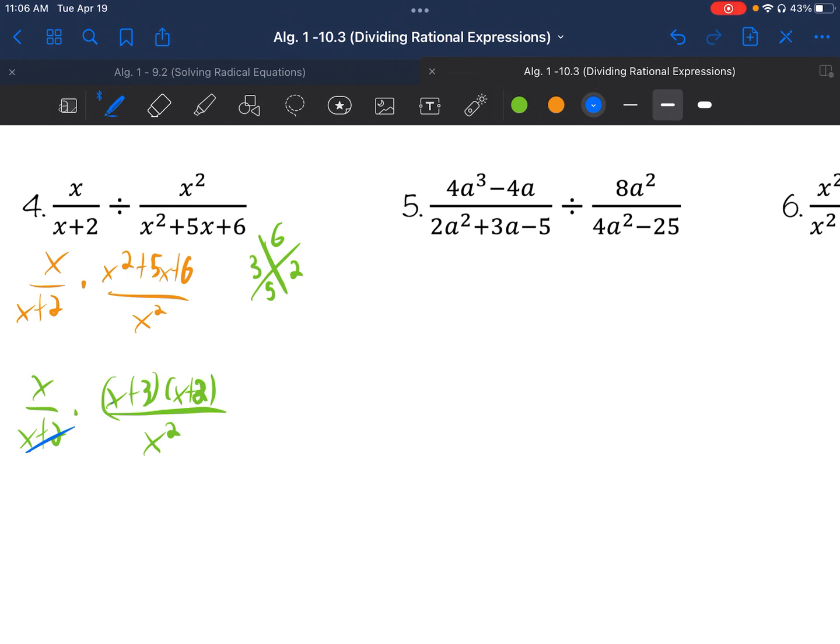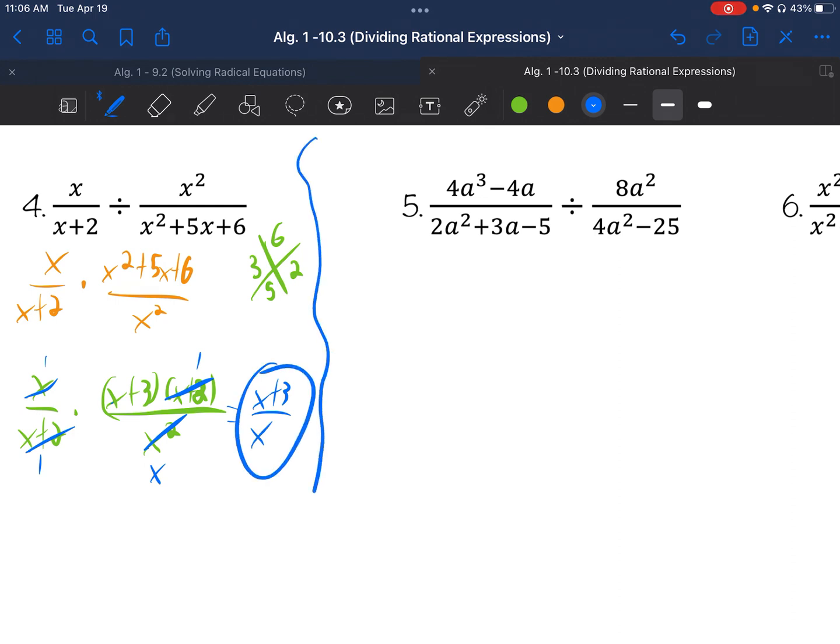Reducing, x plus 2 and x plus 2 reduce to 1 and 1. X reduces to 1, and x squared just reduces to x, meaning we're now left with x plus 3 on the top and an x on the bottom, and we're done with that problem. Give myself a little barrier here to start number 5. Number 5. I'm going to start just by rewriting the first.